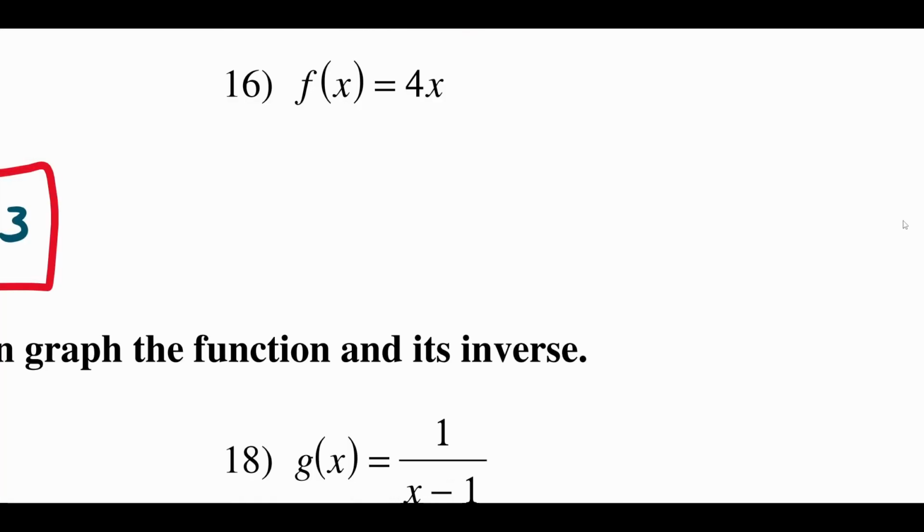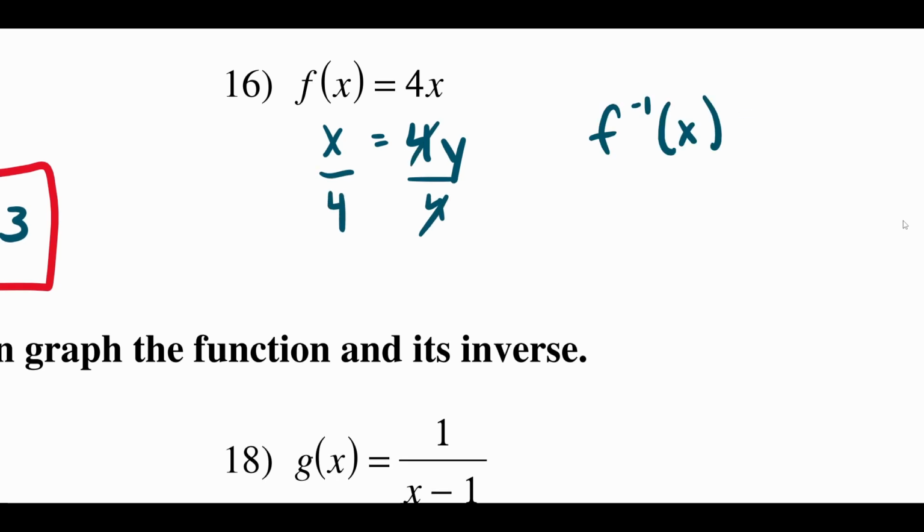Number 16 is also fairly straightforward. We're going to start by swapping f of x and x, but remember when we swap those, it's really the inverse function that we now have. So I'm going to have that x equals 4y, where y represents that inverse function. So all I have to do is divide both sides by 4 to get that the inverse of f of x equals x over 4.